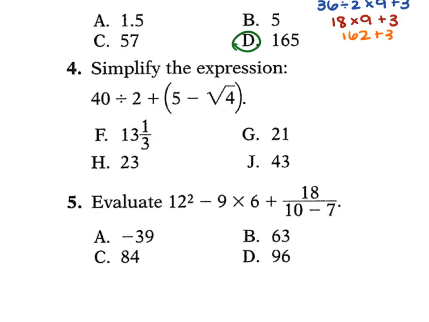For 4, we have 40 divided by 2 plus 5 minus the square root of 4. You can do the parentheses first. So 5 minus the square root of 4. 40 divided by 2 plus 5 minus 2. 5 minus 2 is 3. So that's 40 divided by 2 plus 3. 40 divided by 2 is 20. Plus 3 is 23.